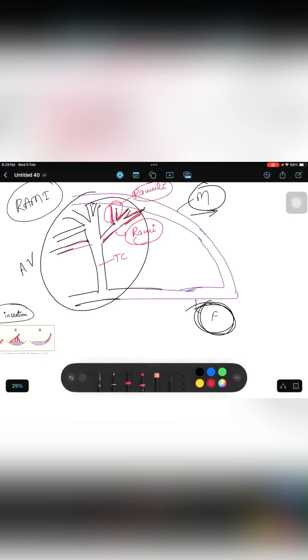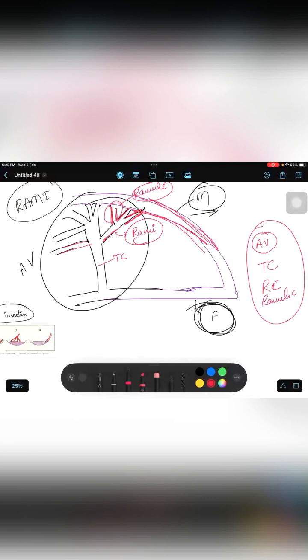These are known as ramuli chorii. Okay, so first is the anchoring villi, then truncus chorii, ramuli chorii, rami chorii, and ramuli chorii. So these are the things you need to remember. These ramuli are attached to the cytotrophoblastic shell that is near the maternal surface. Okay, this is about the types of villi.